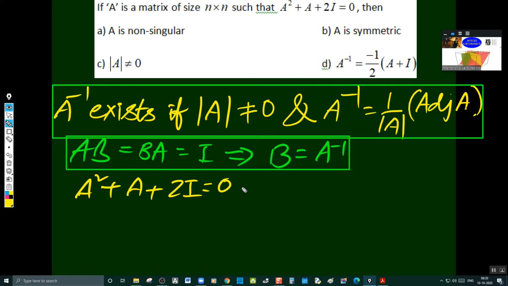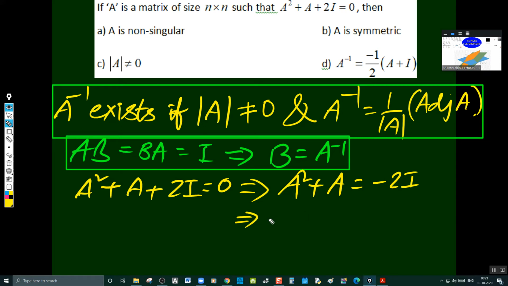So for that purpose, I'm just writing it in this way: A square plus A is equal to minus 2I. After writing this, I'm taking A common here, and this becomes A of A plus I. And because it is matrices, we should not write 1 here. Instead of 1, you have to always place the identity matrix when you take something common in matrices.